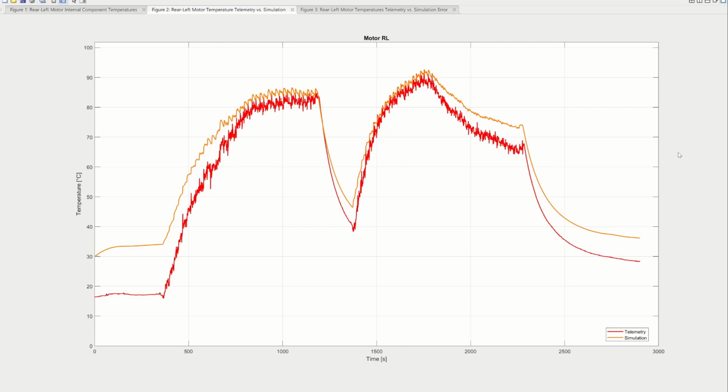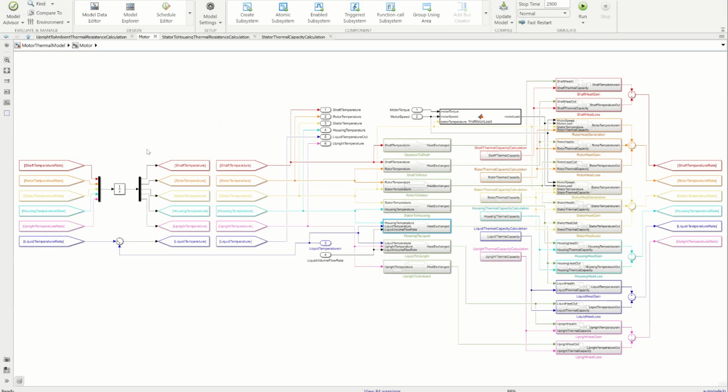Ongoing enhancements involve cross-verification with controlled test bench experiments using alternative motor configurations. In conclusion, our Simulink-based thermal model provides a robust framework for analyzing and optimizing electric motor performance under dynamic conditions. This capability not only enhances vehicle performance but also informs system-level cooling strategies for improved reliability and efficiency.